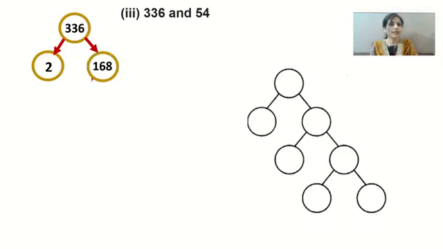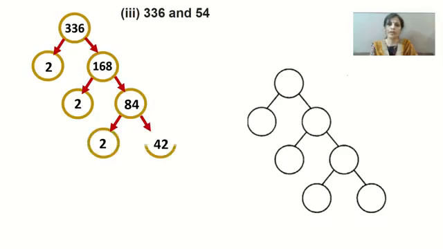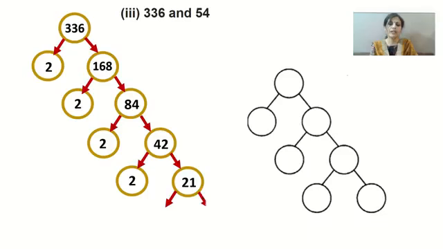Again we can factorize 168 as 2 into 84. Again we can factorize 84 as 2 into 42. Again 42 is 2 into 21. Again 21 we can factorize as 3 into 7, and here the process of factorization ends.